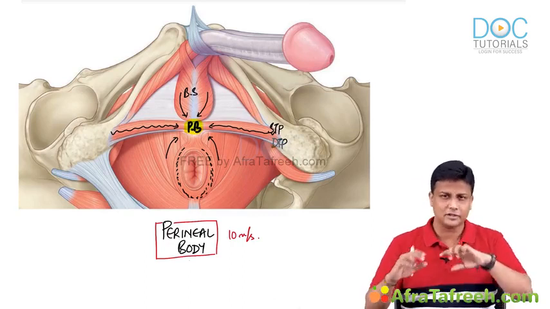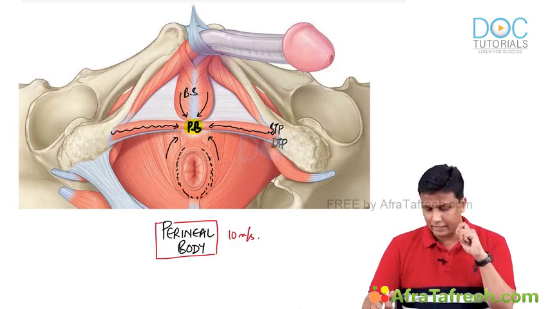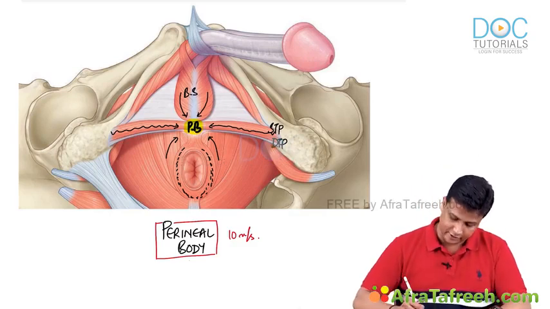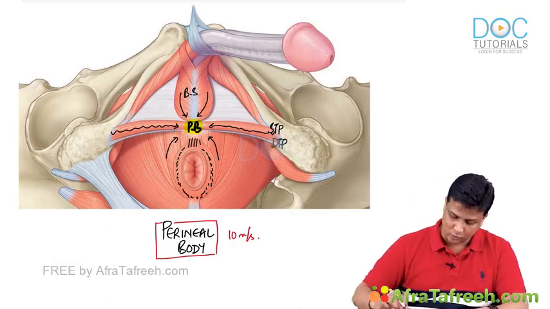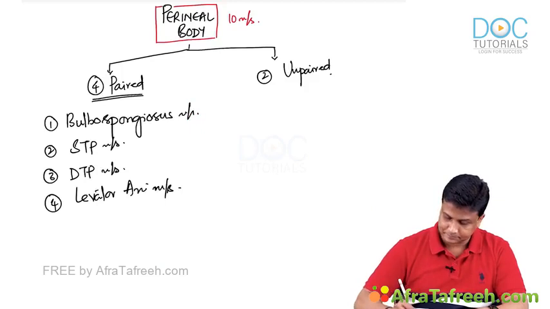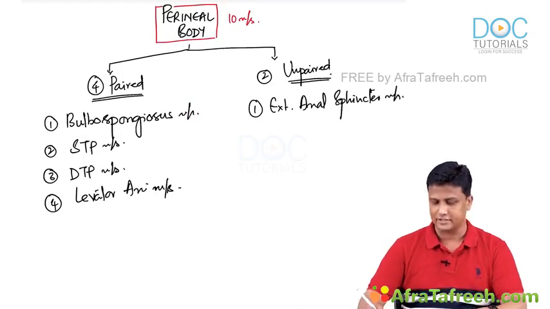And is it like a paired muscle or a single muscle? Remember, it is just a single muscle there, external anal sphincter. And we can clearly appreciate in our diagram here, the external anal sphincter is also going to meet at the perineal body. So that is one of the unpaired muscles, the external anal sphincter muscle.